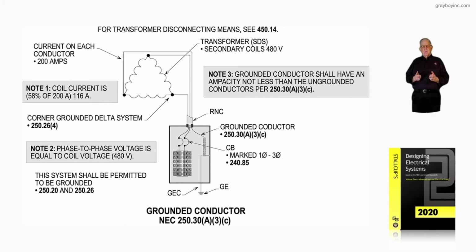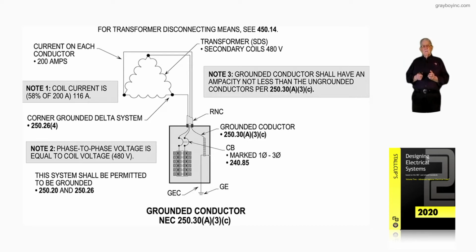Now, this illustration is still dealing with a grounded conductor in accordance with 250.30(A)(3)(c). Now, we've been reviewing where a grounded conductor may be a neutral too. It could be a bonding means. It could be a path for fault current. It could also be a neutral. It serves three functions for us.